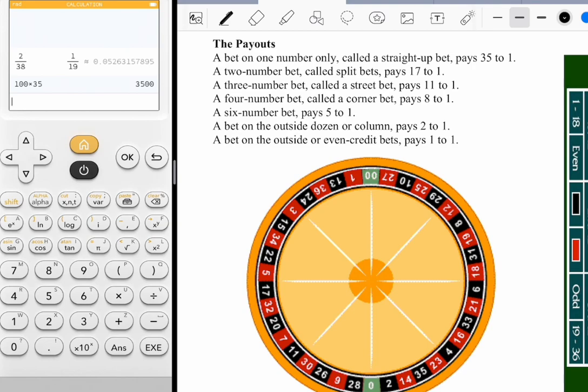So there's other types of bets. You have a split bet that pays 17 to 1, roughly half of what you would get if you wagered on one value. A 3-number bet, they call it a street, pays 11 to 1. A 4-number bet, also called a corner, and I'll show you why it's called that in a minute, pays 8 to 1. A 6-number bet pays 5 to 1. Outside dozen or column pays 2 to 1, and then outside even-money bets pay 1 to 1.